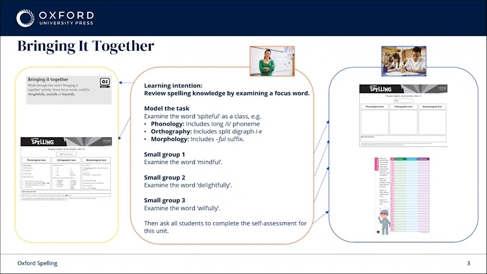After concluding this final part of the unit, you can invite your students to complete the self-assessment at the back of their student books. This provides a regular way to check in with students' confidence with the spelling knowledge taught in each unit.